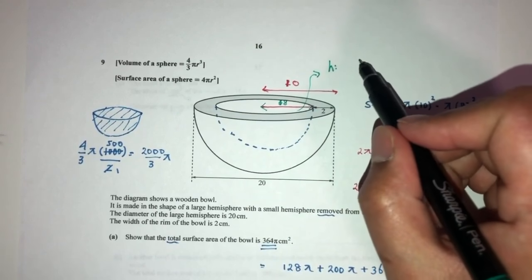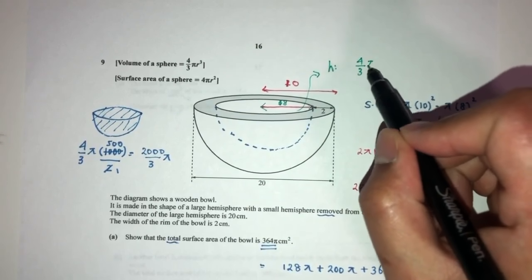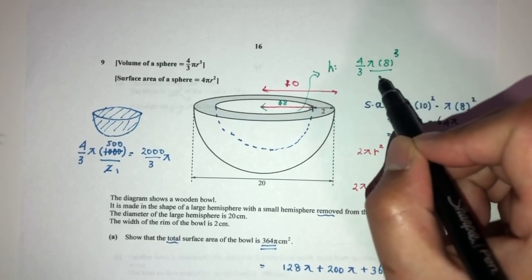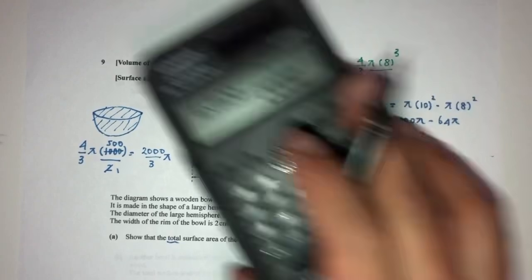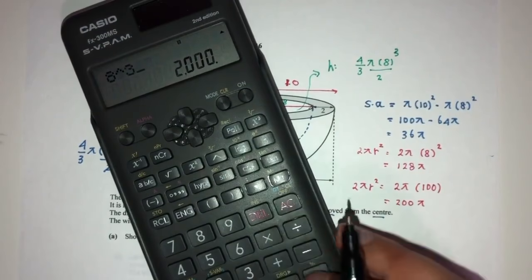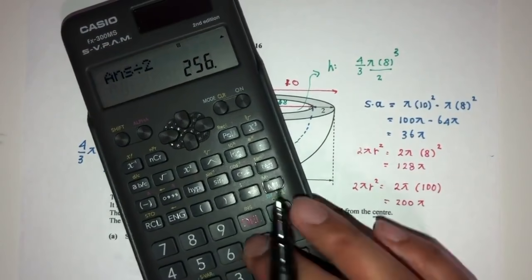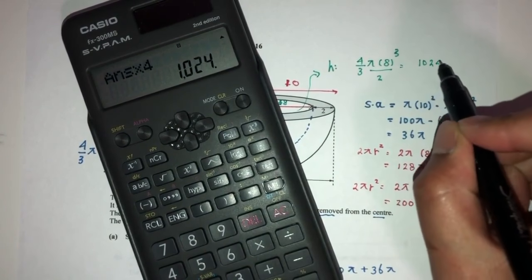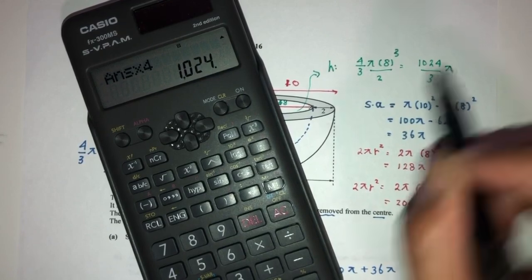Again, same formula, which is 4 over 3 pi r cube. It is 8 cube, but divided by 2 again because it is only a hemisphere. 8 power 3 divided by 2 times 4. That will give you 1024 divided by 3 pi.